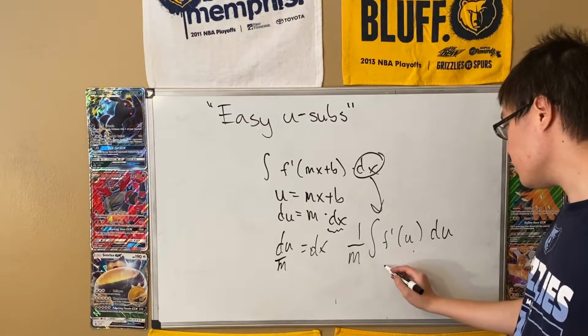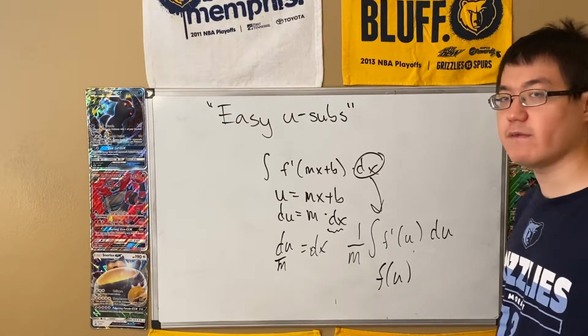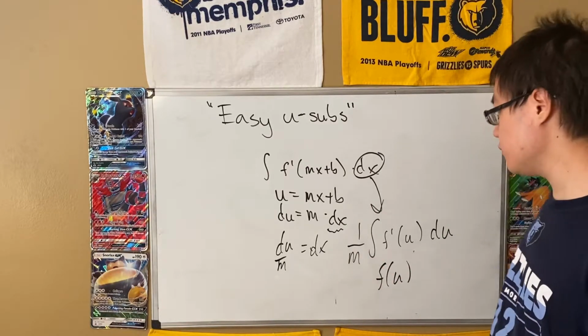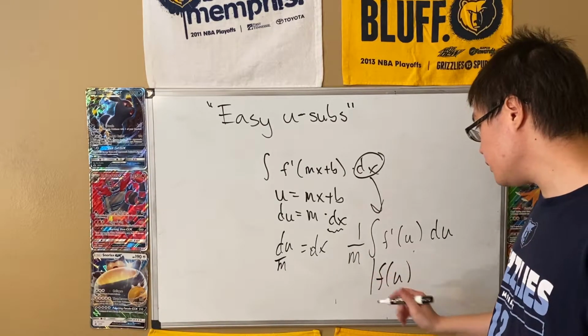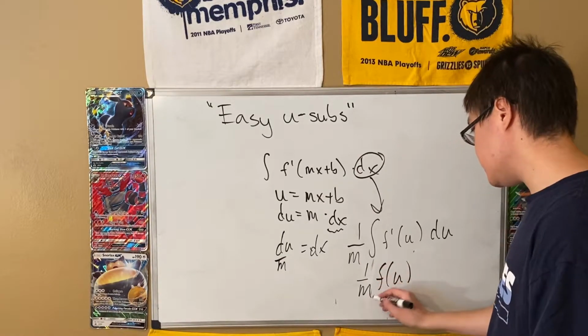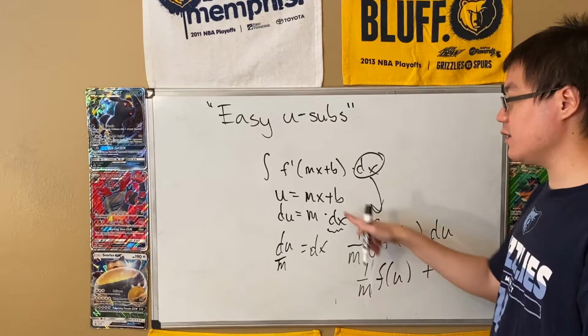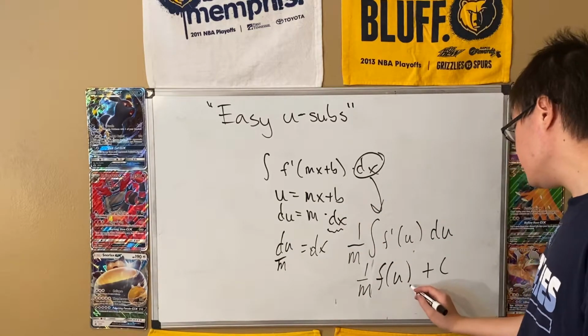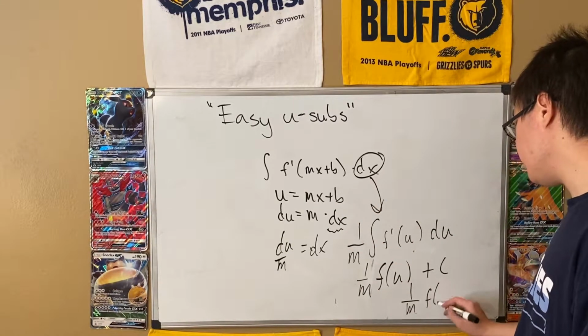Now I'm going to go for the integral, so it's going to be f of u, because the antiderivative of f prime of u is just f of u. We still have this 1 over m. Let's not forget the plus c. And then finally, what was the u? It was mx plus b. So it's going to be 1 over m times f of mx plus b, plus c.